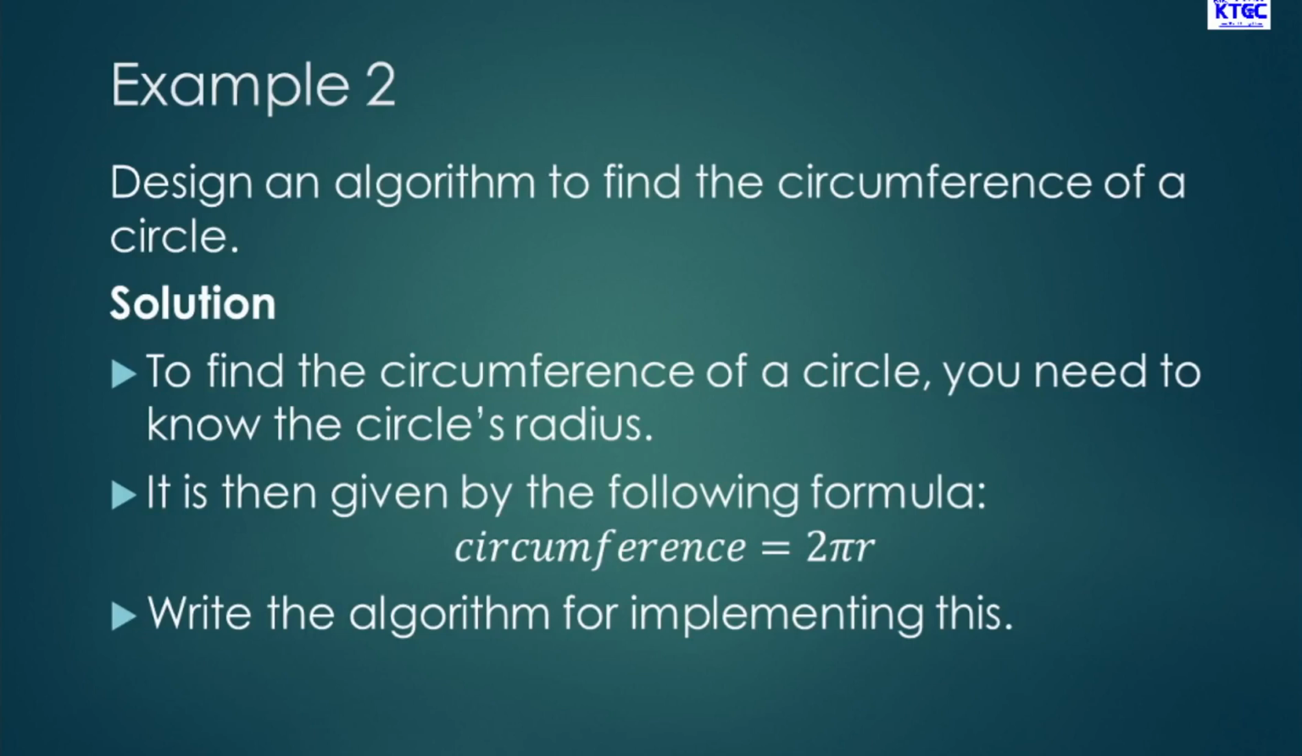So now let's look at the solution. To find the circumference of a circle, you need to know the circle's radius. That is that. And also the pi. If the pi is given, then what you need to get is what? Only the radius. If the pi is not given, then you need the pi as well as the radius. And after getting the radius and your pi, then we use this formula, which says circumference is equal to what? 2 pi r. So we multiply the pi and then the radius by the 2, and that gives us the circumference of the circle. So this is the solution.